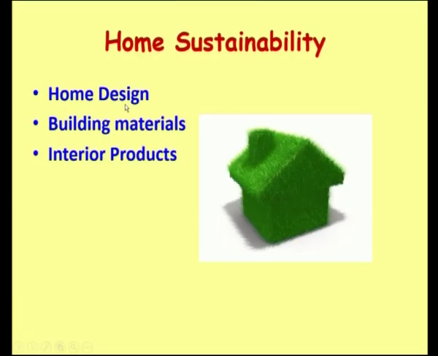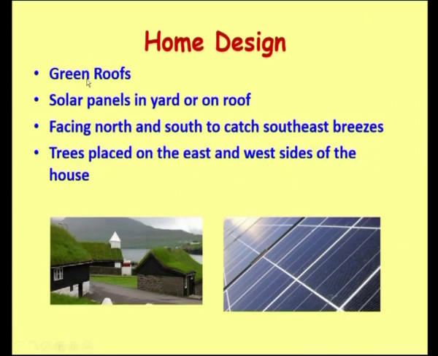And the home sustainability: the home design, the building material and the interior product, these are called the green homes. The home design, the green roofs: you look at the home, the roofs are growing some grass. The solar panels in the yard or on the roof, facing north and south to catch the southeast breeze, because generally it is assumed that the breeze comes from the south, and therefore facing north and south, and the trees placed on the east and west of the house. That means, by these small steps we can design a home which is more environment friendly.